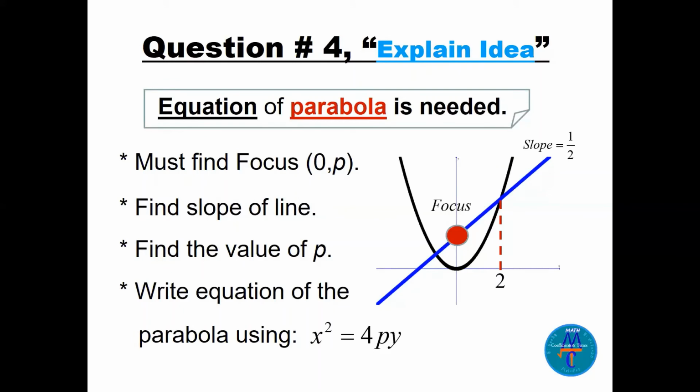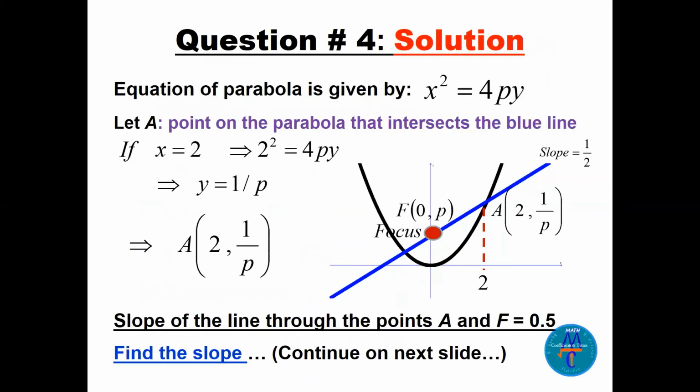x squared is equal to 4py. Why did I put here x squared equals 4py? You know that if you go back to slide number 1, h is 0, k is 0, because the vertex is here at the origin. So that is the simple equation, x squared equals 4py. p is the focus distance here, and x and y are the variables. Now let's start. So I start with this equation, x squared equals 4py.